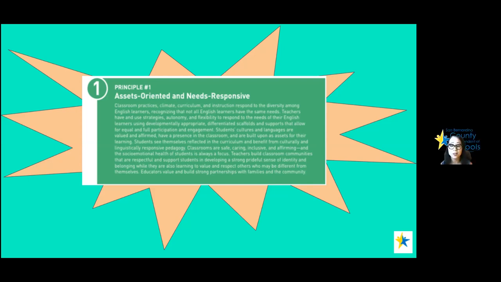Those are all key words and powerful adjectives when you think about building that environment for your students, no matter if it's online or face-to-face. Very important for your English learners to feel safe and welcomed. Thank you for participating. I'm going to move us right along.